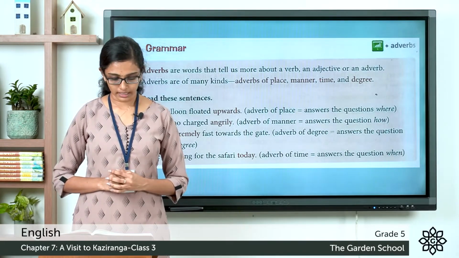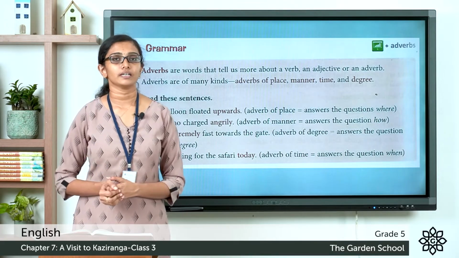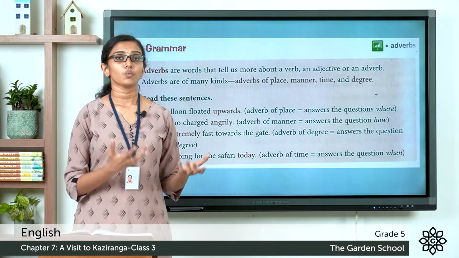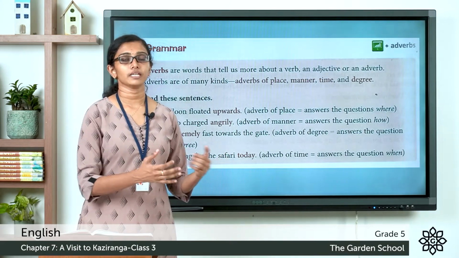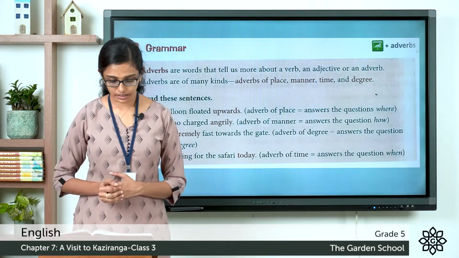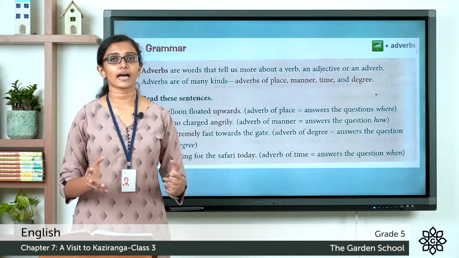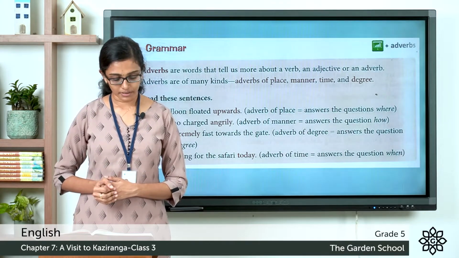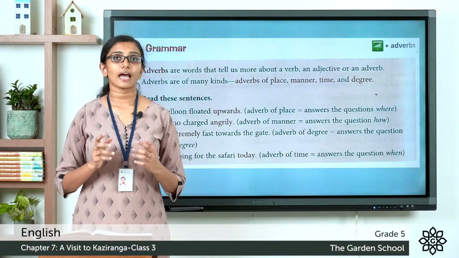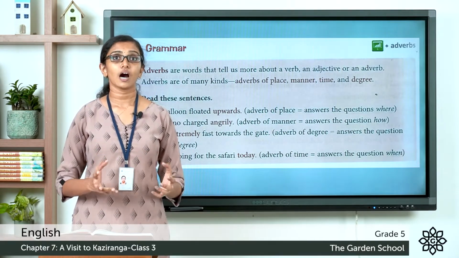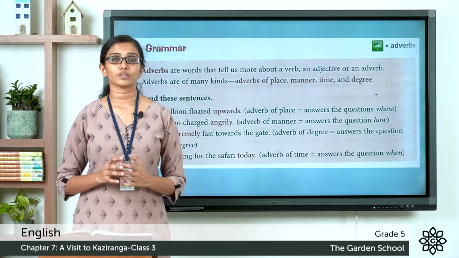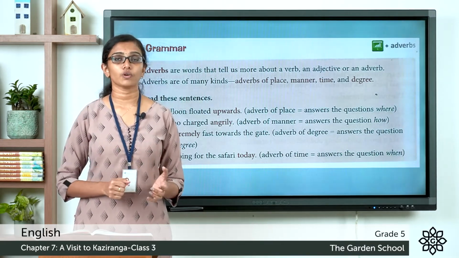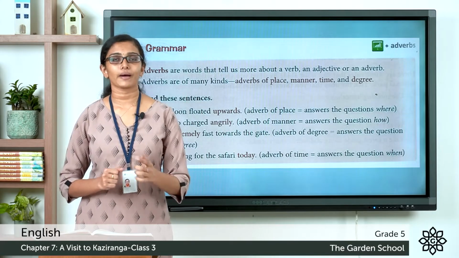Now the next one is adverb of manner. An adverb of manner tells us how or what is the manner of the action being done. So it answers the question how the action or how the verb is done. Now let's see one example. The rhino charged angrily. So it says how the rhino charged. So the rhino charged angrily. That word angrily is an adverb and it is an adverb of manner.